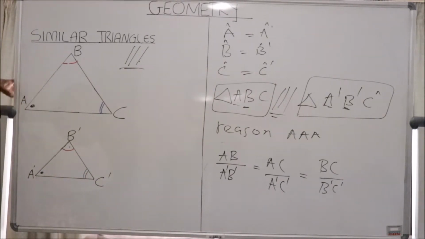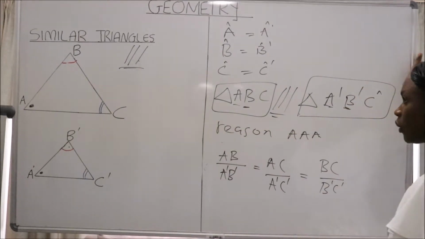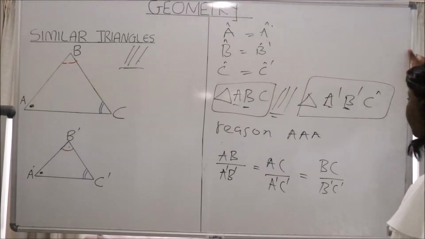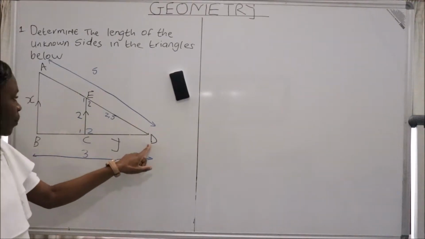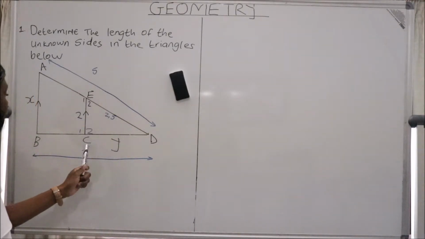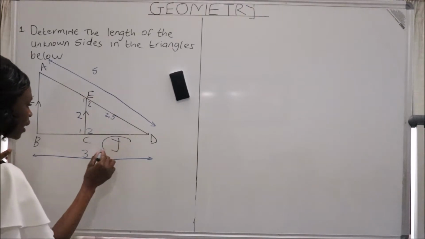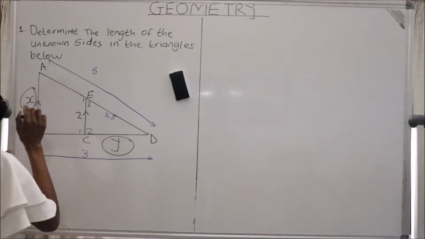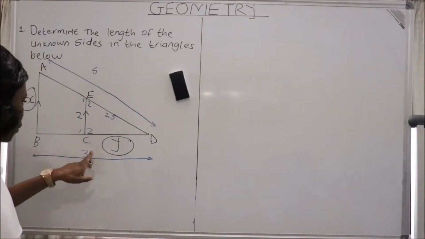Alright, let's go straight into a question and see how you can apply all of this when answering questions in similarity in geometry. Let me just fill the box. In this example we have triangle ABD and also the triangle inside of the bigger triangle, which is triangle ECD. The question says determine the length of the unknown side in the triangle below. The unknown sides are X and Y, where X is the length between AB and Y is the length between CD.